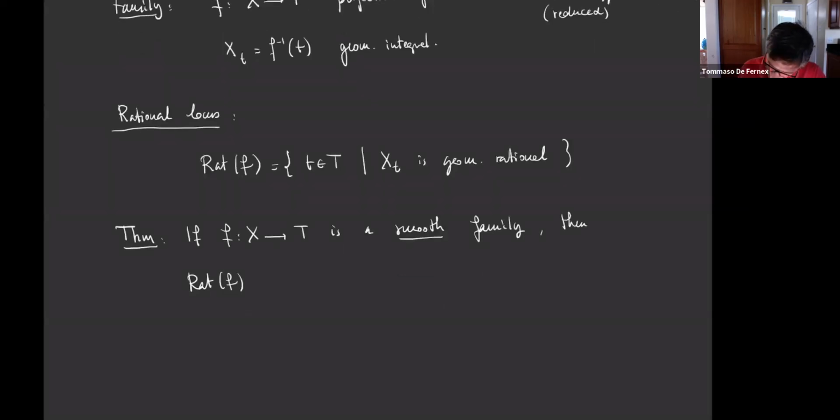Okay. So if you have a smooth family, then the statement is that this rational locus is a countable union of closed sets. I mean, it could be empty, it could be a finite union, so it could be a closed set inside T. But in principle, it could also be a countable union, where you really need countably many closed sets to take the union.